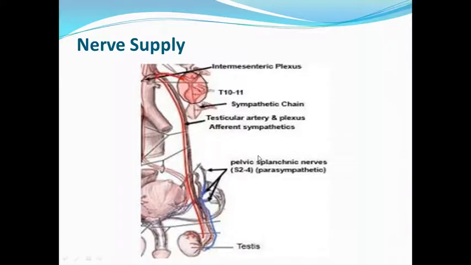Now nerve supply. The testis has both sympathetic nerve fibers as well as parasympathetic nerve fibers. Sympathetic nerve fibers are given by the root value T10 and T11 of the spinal nerve. So the segment T10 will give the sympathetic nerve fibers to the testis, whereas the pelvic splanchnic nerves, that is S2, S3, S4, will give the parasympathetic nerve fibers to the testis.